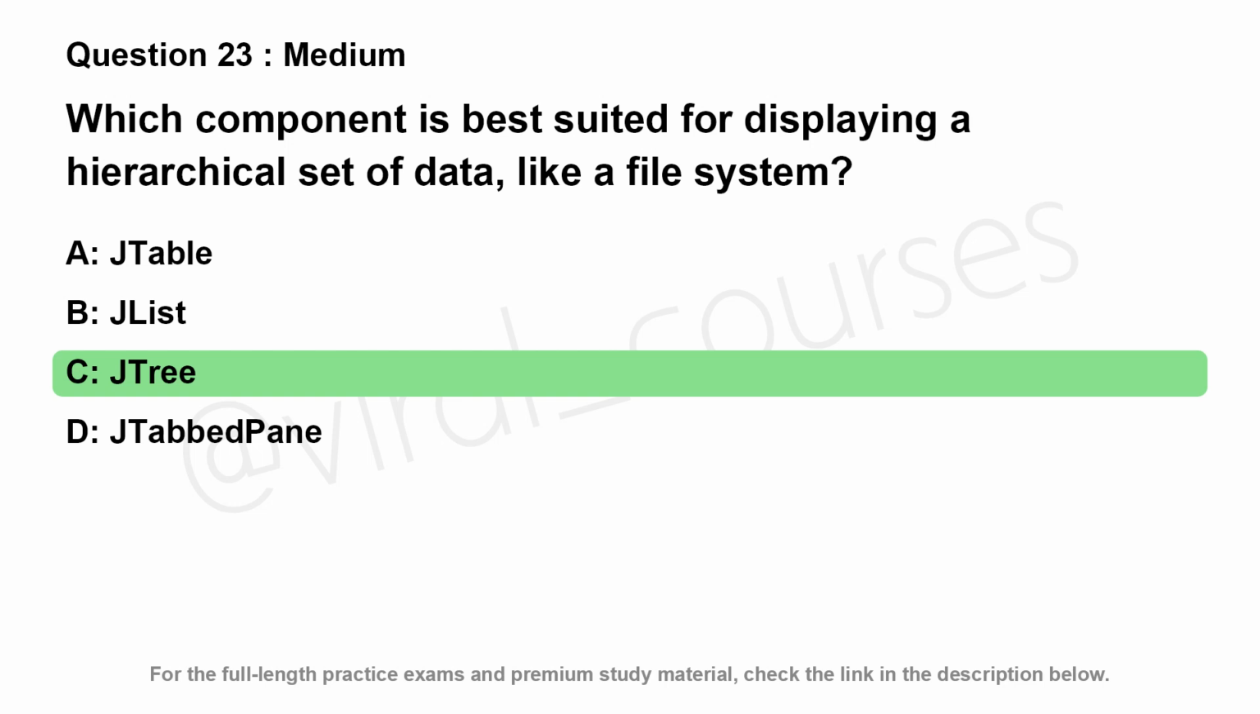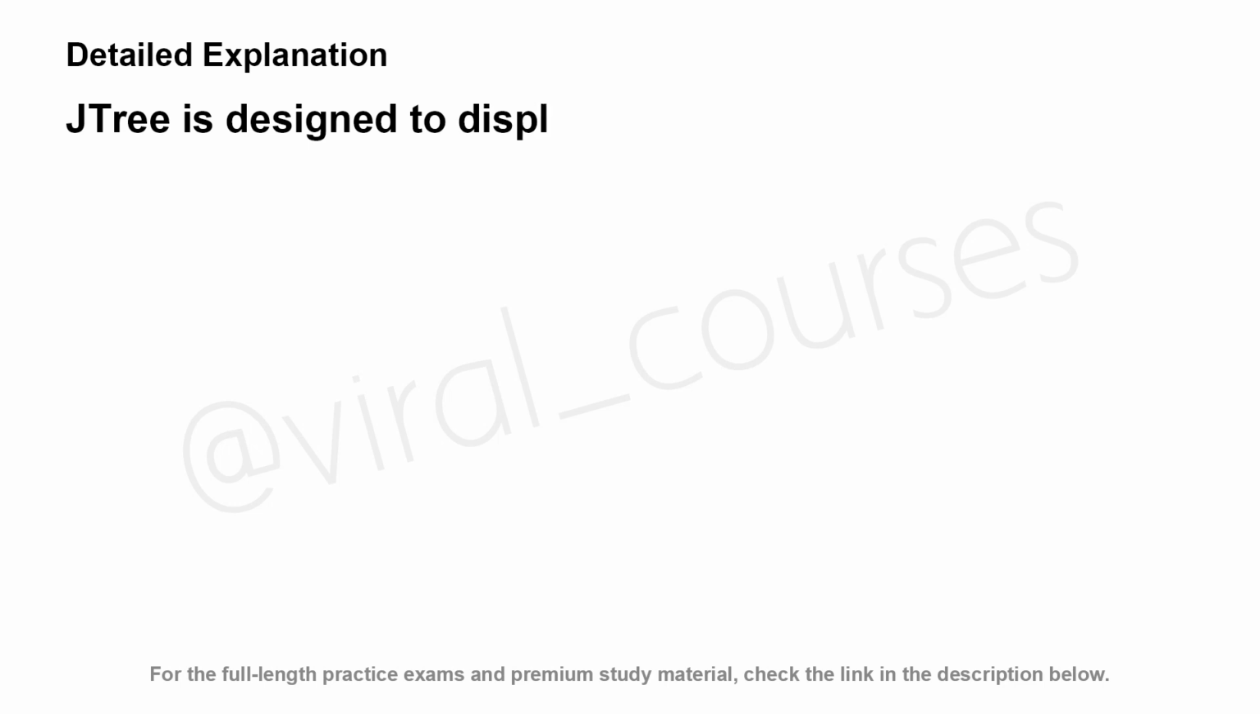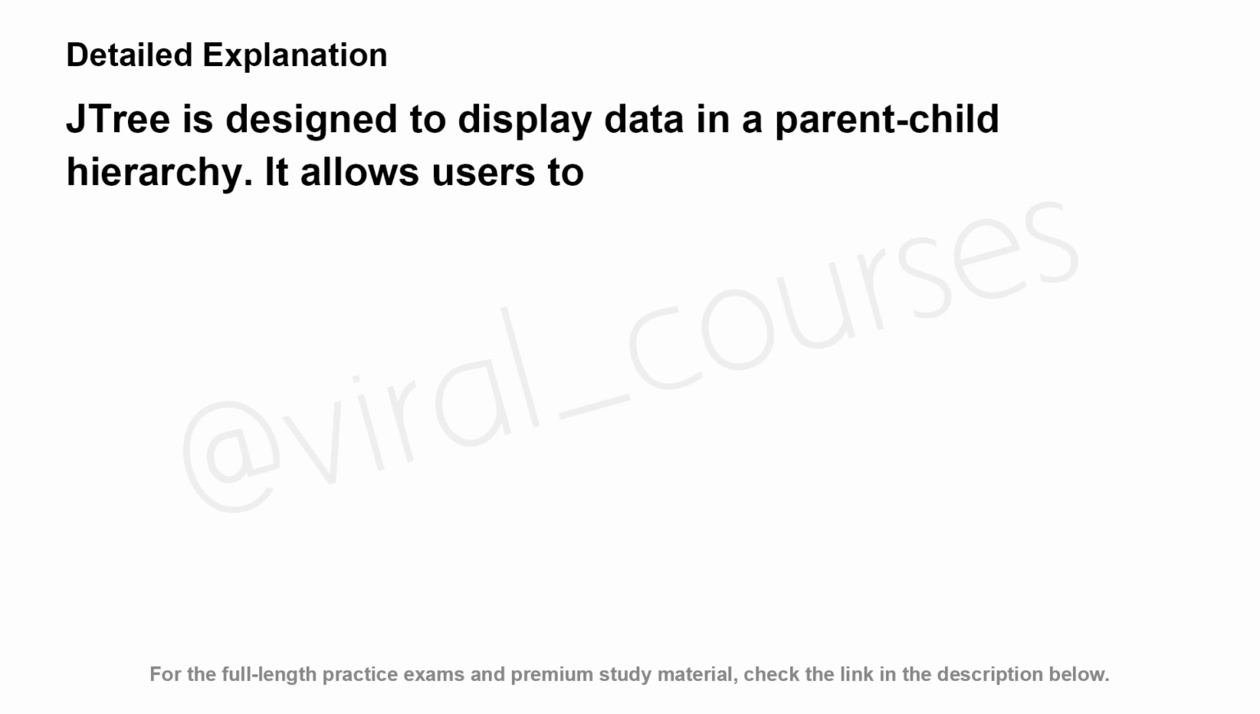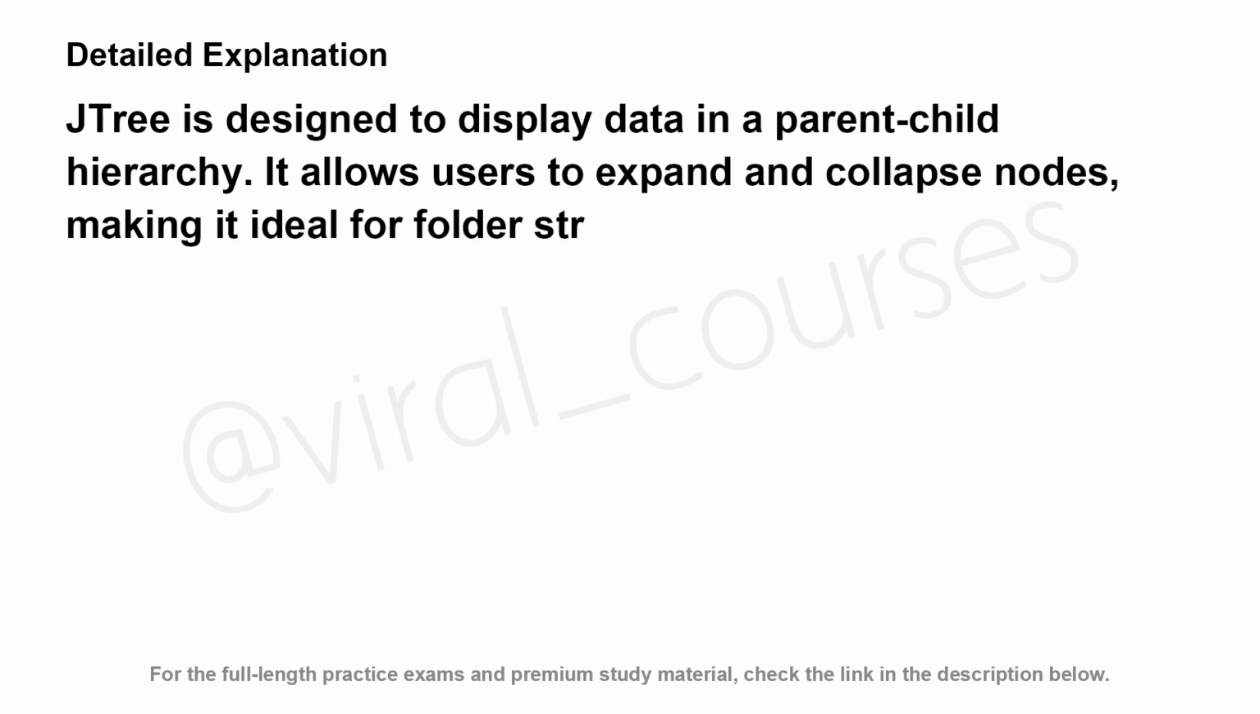The correct answer is C. JTree is designed to display data in a parent-child hierarchy. It allows users to expand and collapse nodes, making it ideal for folder structures or organizational charts.